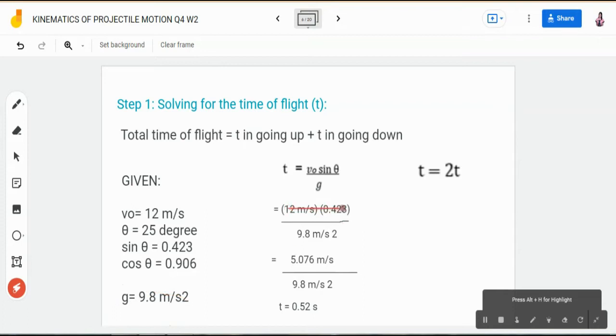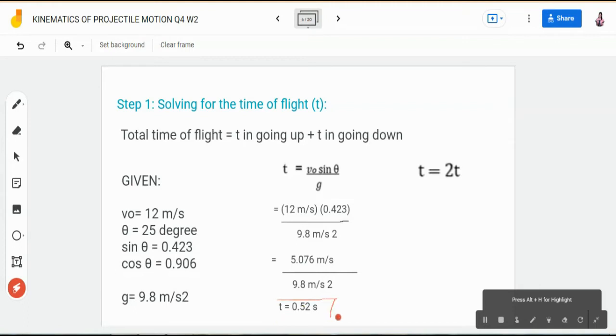So, perform natin yung indicated operation. 12 times 0.423 is equal to 5.076 meters per second. Divide natin overall by 9.8 meters per second squared. Makakancel out yung ating meter, okay, makakancel out din yung s and yung square. Ang matitira is second na lang, and then kapag na-divide na natin, ito yung ating nakuha. t is equal to 0.52 seconds.